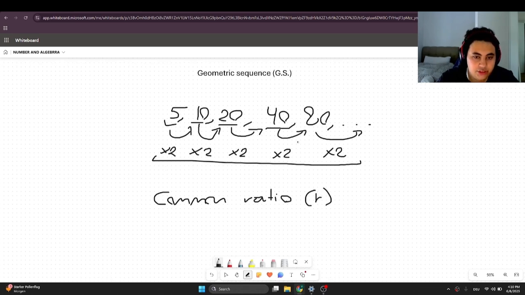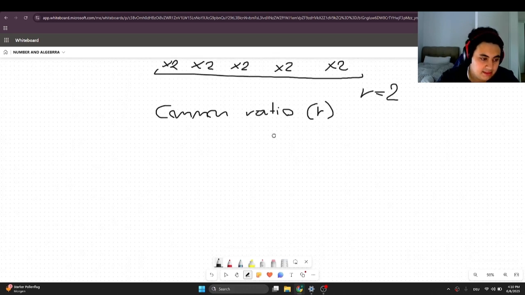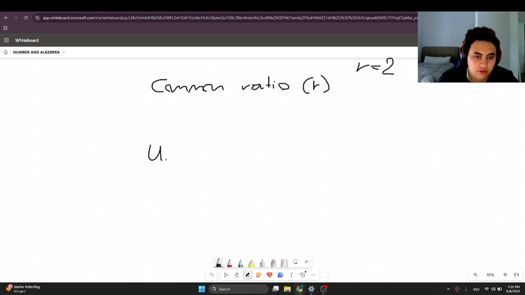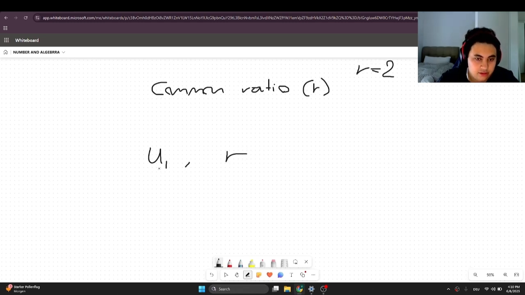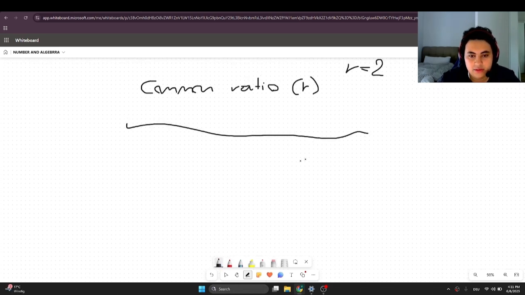So these terms are all multiplied by the common ratio R equals 2, right? We're multiplying by R equals 2 every single time. Like arithmetic sequences, the important terms that we always need to have are U1, the first term, and R, which is the common ratio. Because with those two, you can build your entire sequence using a formula. But before we get into the formula, let's look at some examples.